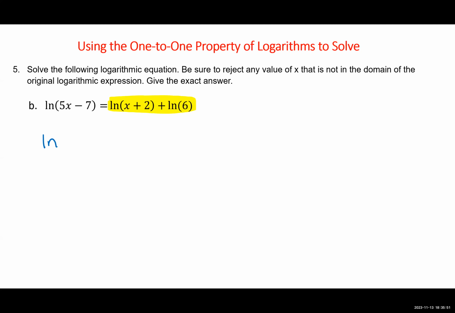So we'll have ln 5x minus 7 is equal to ln of, we've got to multiply, x plus 2 times 6. So it'll be 6x plus 12. And we're multiplying x plus 2 and 6, combining them into one logarithm. This becomes this.